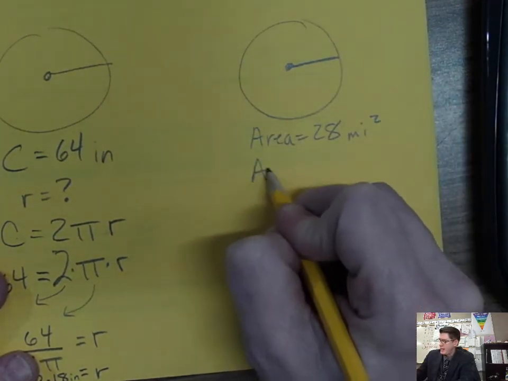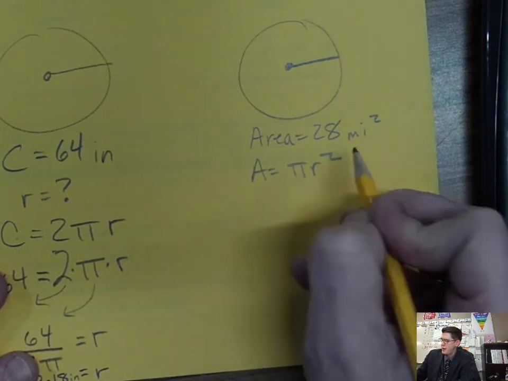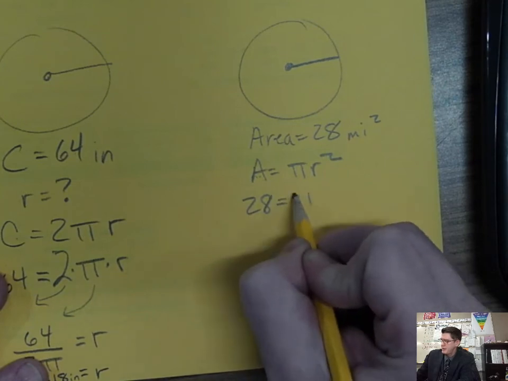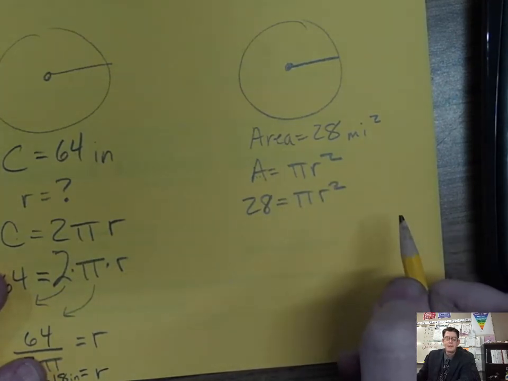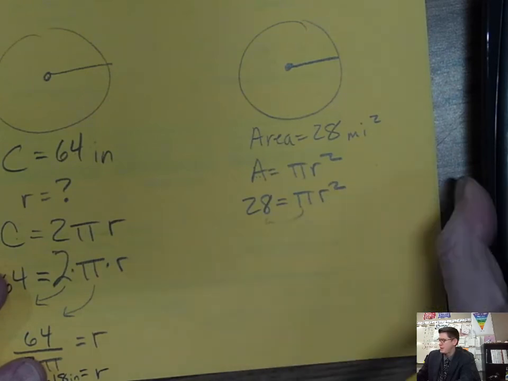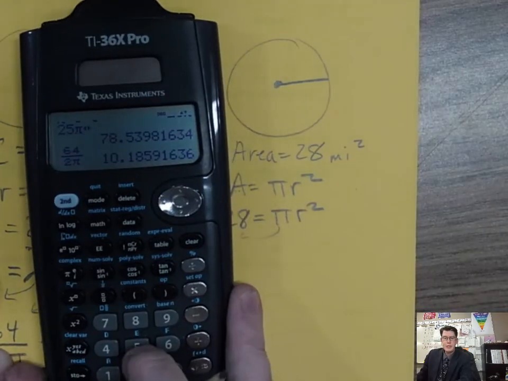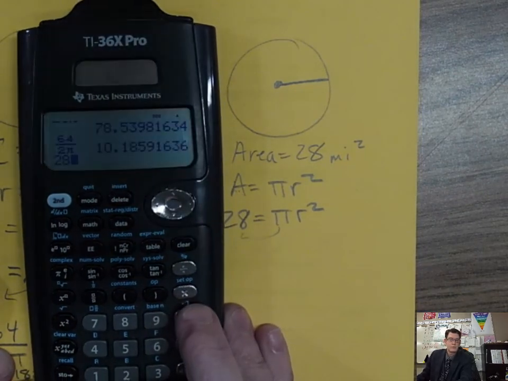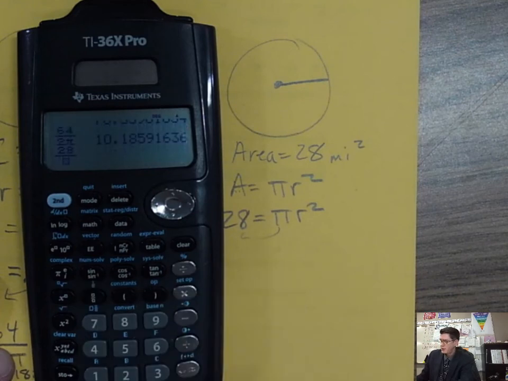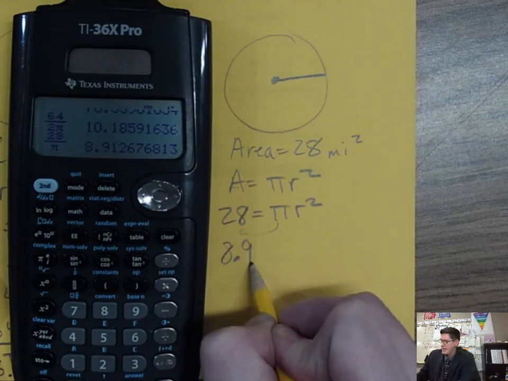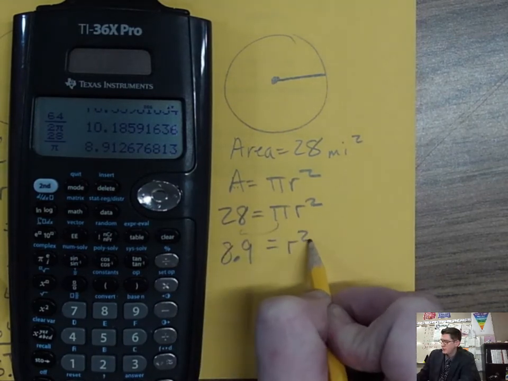Well, let's see, area equals pi r squared. So the 28 goes in place of the area. So 28 is pi r squared. So to get this r squared by itself, I divide by pi. So 28 divided by pi. Get this number, so I get 8.9 is about what it is, equals r squared.